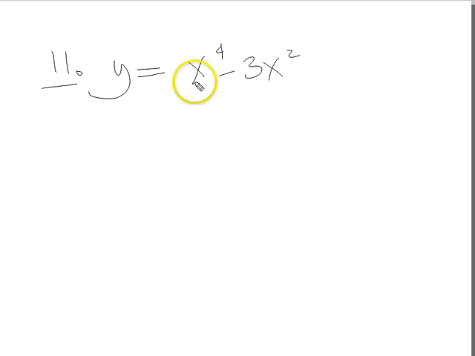Okay guys, let's have a look at 11 then. We've got y equals x to the 4 minus 3x squared. So let's get the gradient function then, dy/dx. Differentiate, we get 4x cubed minus, and it's going to be 6, isn't it, x to the power 1.